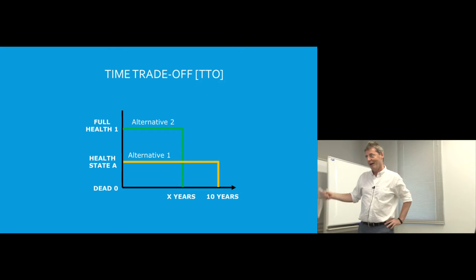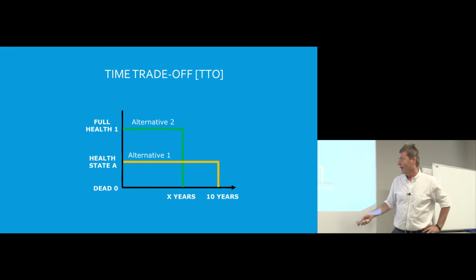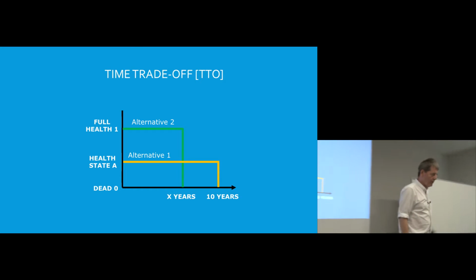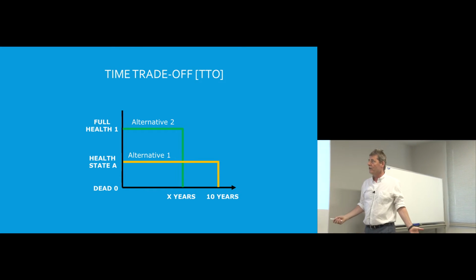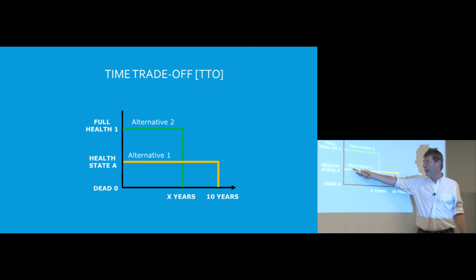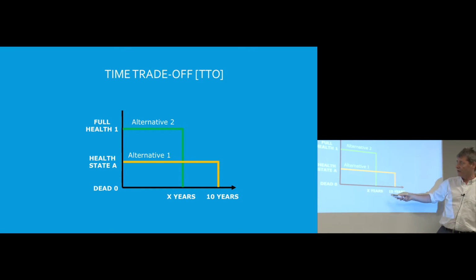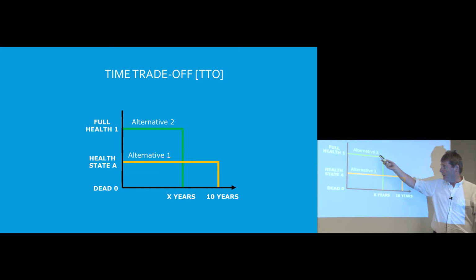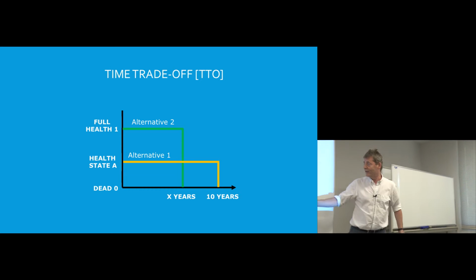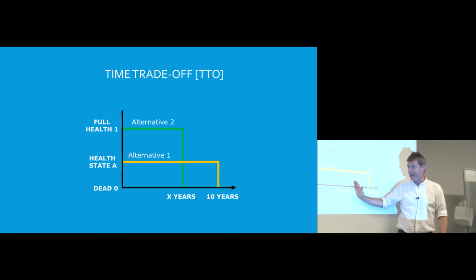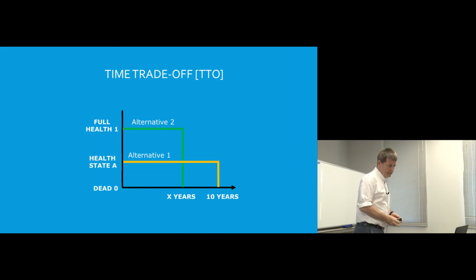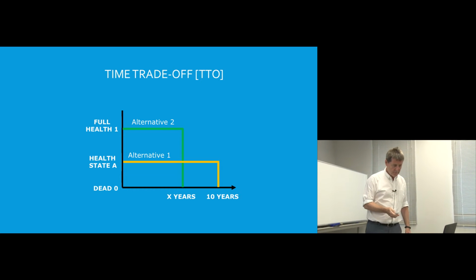Graphically, if it helps, and again it may help some people, not others, along here we're measuring time, up here we're measuring the score we're attaching to the health state. So the 2 alternatives might be, alternative 1, it's some level of ill health, 10 years, or full health for a shorter period. And as I say, the process is to try and find that X, move the X about until the individual is indifferent between the 2 options.